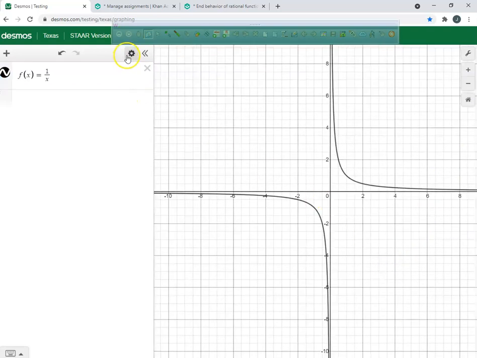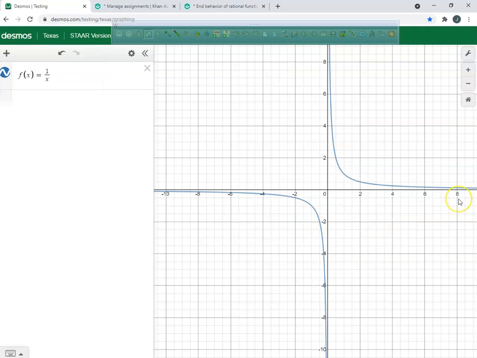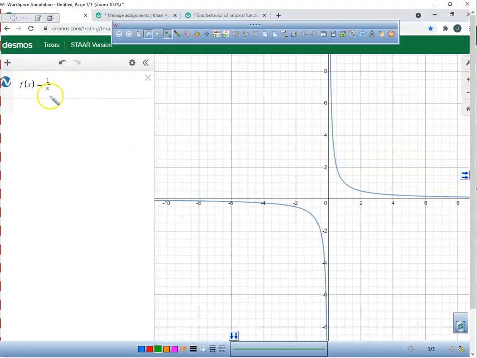This is your rational parent function, 1 over x. So if you would just make a little graph of that. It's pretty easy. We're going to talk about some things.